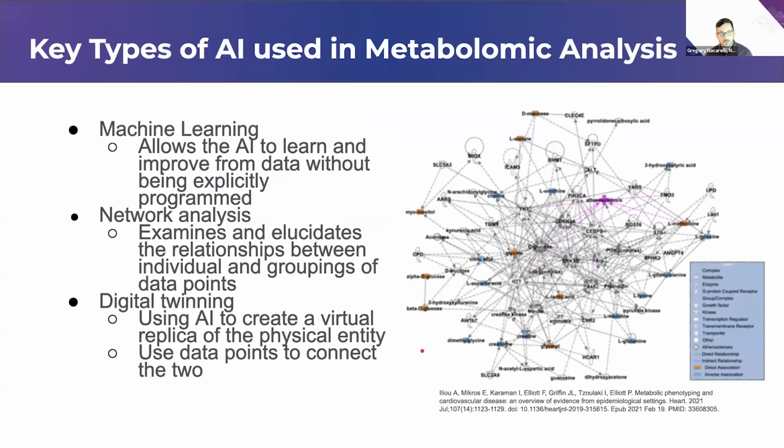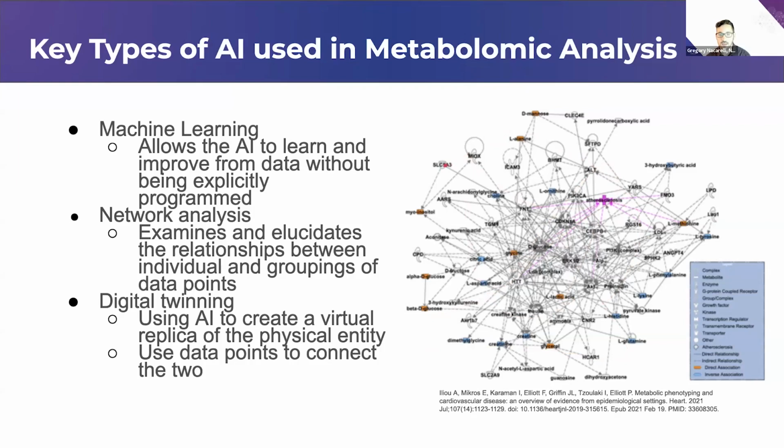from data. What does Theriome use in terms of artificial intelligence for metabolomic analysis? Machine learning. Again, this is where we allow the AI to learn and improve from data without being explicitly programmed. We then do network analysis. This is where we examine and elucidate the relationships between individual and groupings of data points. This is what's shown on the right here. These are metabolites that are associated with cardiovascular disease and atherosclerosis, which is in the middle here. All these lines are showing the associations between the metabolites and atherosclerosis.